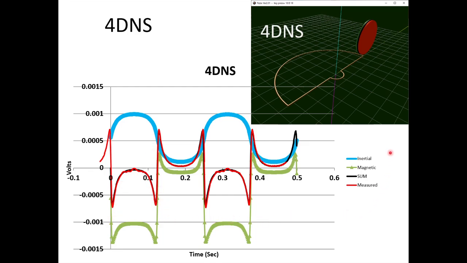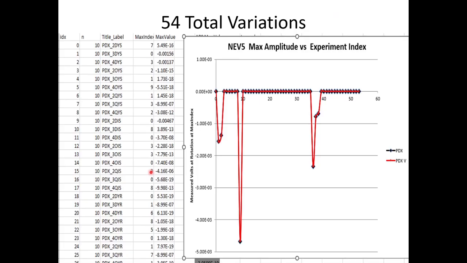The Fizzix2 software allows you to separate effects so you can see the contribution of each effect. In this particular example, the inertial force is the blue. The magnetic force is the green. And when you sum those together, you get the black. And as you can see, the experimental data lays right on top of the simulated results.